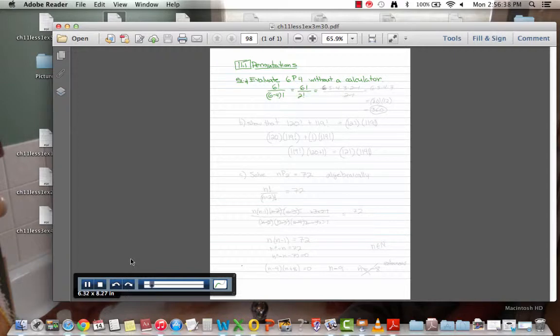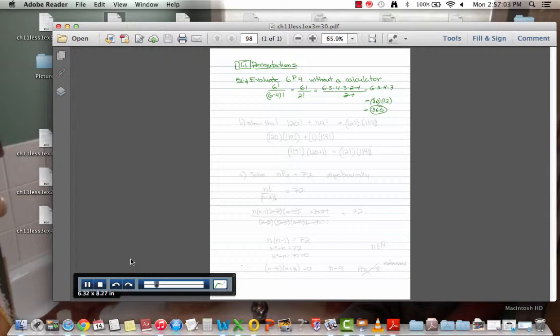Well, 6 factorial is 6, 5, 4, 3, 2, 1, and 2 factorial is only 2 times 1. So what do we have left over here? We have 6 times 5 times 4 times 3. Now, some of you are better at mental math than others, but basically 6 times 5 is 30, 4 times 3 is 12, 12 times 30 is 360. So not as impossible as it might have first sounded.